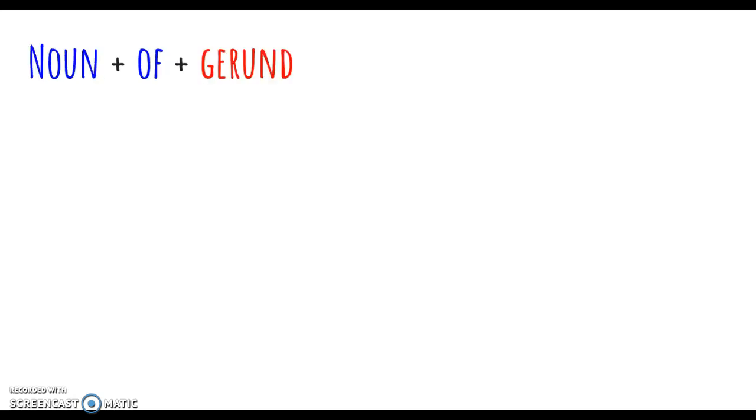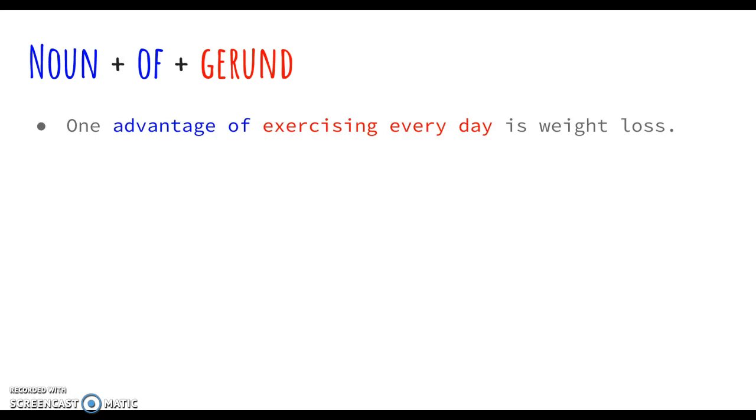Finally, we have the noun plus of plus gerund combination, which is very common in academic writing. So for example, one advantage of exercising every day is weight loss. We have the noun advantage, we have the preposition of, and then exercising every day as the gerund phrase. And this gerund phrase, again, is the object of the preposition of.